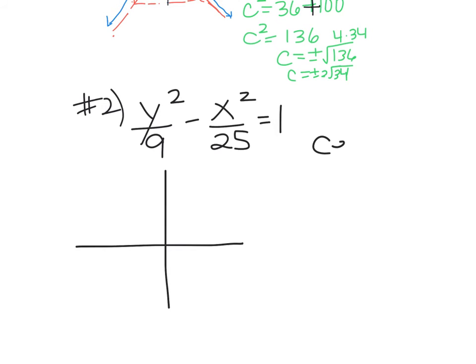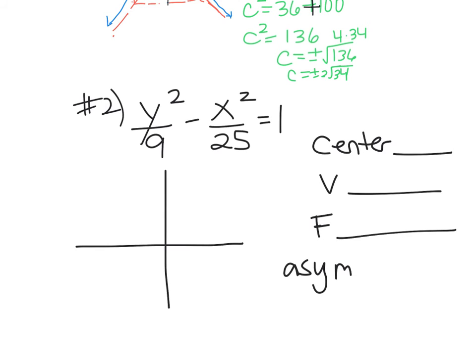All right, so let's go ahead and list all the things that we need. We need the center, vertices, foci, asymptotes. Center, once again, pretty basic, 0, 0. Okay, so look at the equation. It's y squared over 9 minus x squared over 25. So I'm going to go a distance of 3 in each direction on the y-axis, because it's y squared over 9. So y, square root, up and down 3.